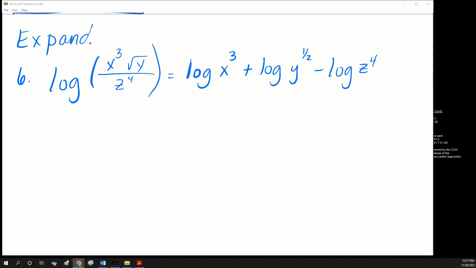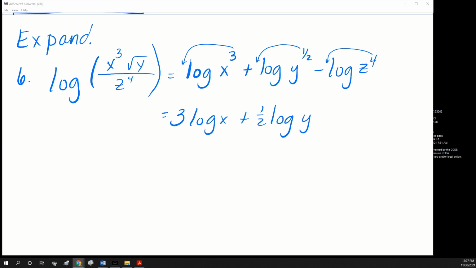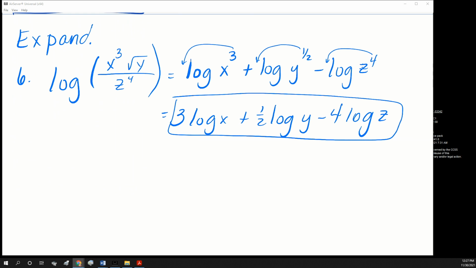Great. And then we have one more thing to do, because when we're expanding, we don't want the exponents, we want the exponents in the front. So we would just take one more step, and you probably can do this all in one step on your own. But bring those exponents down. And that is your expansion.